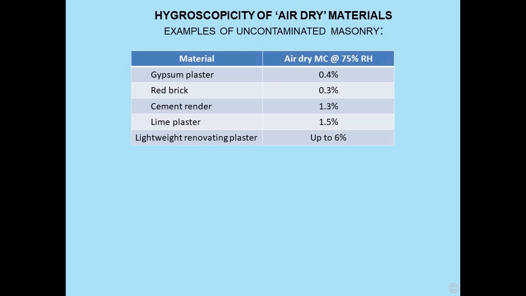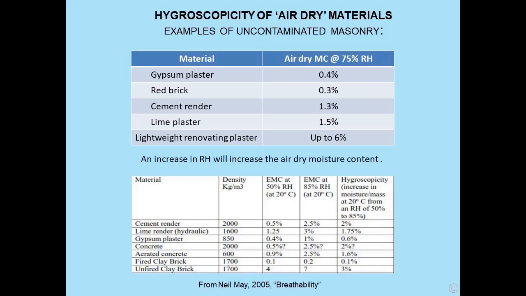However, as we'll see later, if we contaminate those materials with certain salts, hygroscopic deliquescent salts, then our air-dry moisture contents, even at 75%, can increase massively, sometimes making the material actually look visibly damp. But as I've said, we'll look at this again later. And this just illustrates what happens with an increase in relative humidity. It increases the air-dry moisture content. How much it's going to increase depends on the particular material.